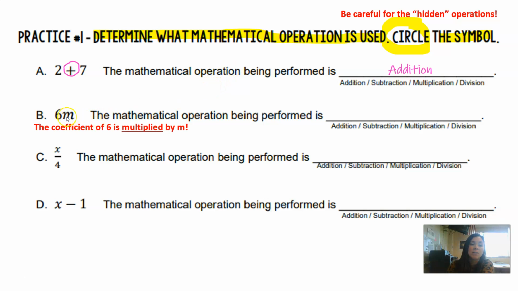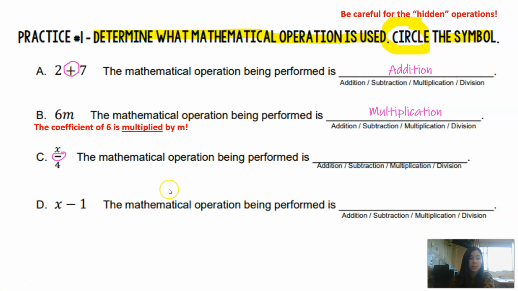Letter B, we have this number 6 and the letter M. We know that the coefficient of 6 is multiplied by M. So the mathematical operation being performed is multiplication. Pause for a moment and you try C and D. Did you know that the fraction bar in letter C also represents division? The mathematical operation being performed is division. In letter D, I have x minus 1. The mathematical operation being performed is subtraction.